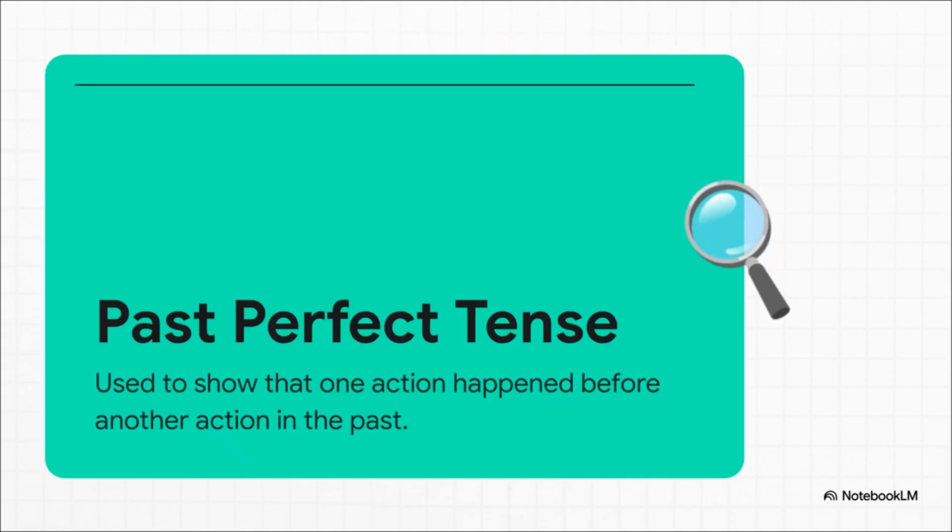And this, my friends, is exactly where our hero, the past perfect, swoops in. Its job is actually pretty simple. It's all about showing that one thing in the past happened before another thing in the past. It just wants to establish a clear timeline for us.